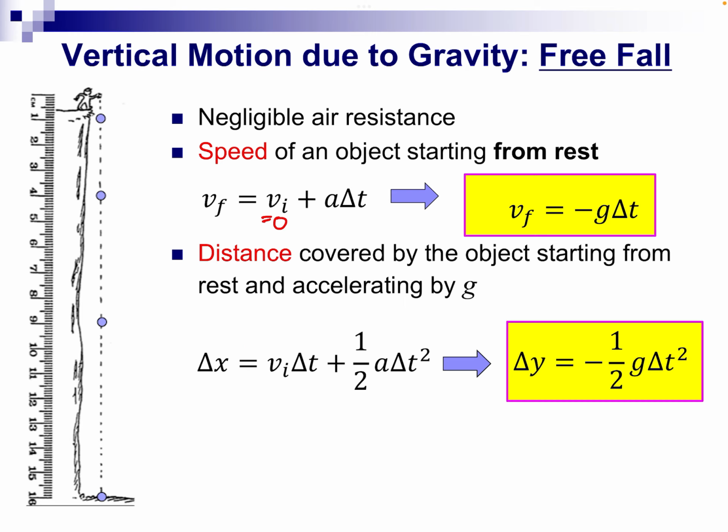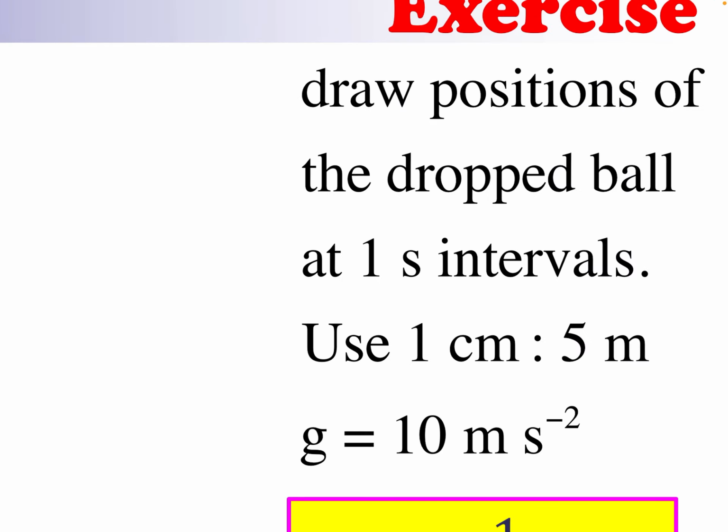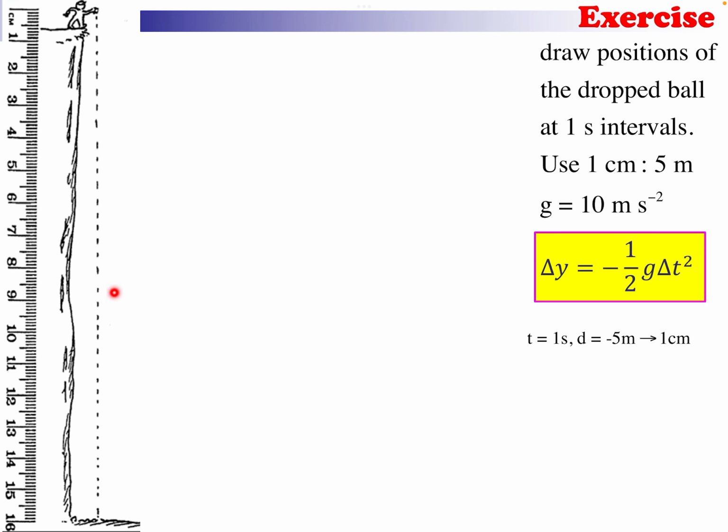Let's just change delta x to delta y to clarify that the object is moving along the vertical. Right, the object was dropped from rest, meaning initial velocity is equal to zero, hence the distance covered is calculated by negative 1/2 g delta t squared. If we then do this exercise and draw the positions of the dropped ball at 1 second intervals, we use this scale so that we can draw it within the space of this slide. If we use the scale, 1 centimeter is equal to 5 meters. And just for simplicity, let's use gravitational acceleration rounded to 10 meters per second squared.